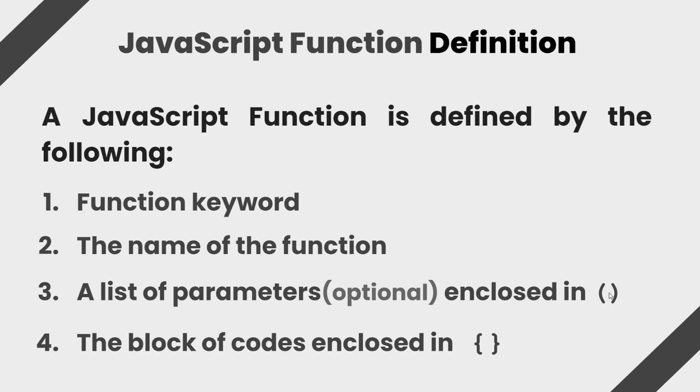And for the last item of the function definition, we have the block of code. This is the actual thing we want to do within the function. It's like the main thing, the main recipe. So that's where you have the block of code. And the block of code here is enclosed in curly braces. So all this put together would enable you to define a JavaScript function appropriately.